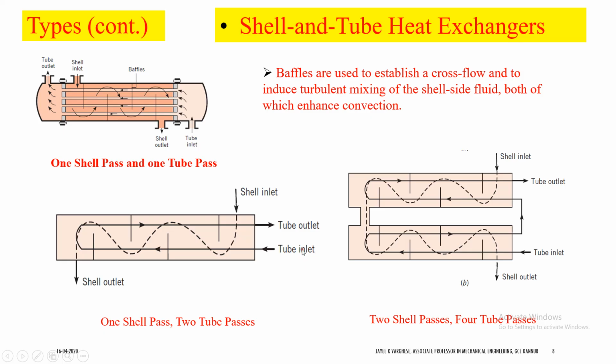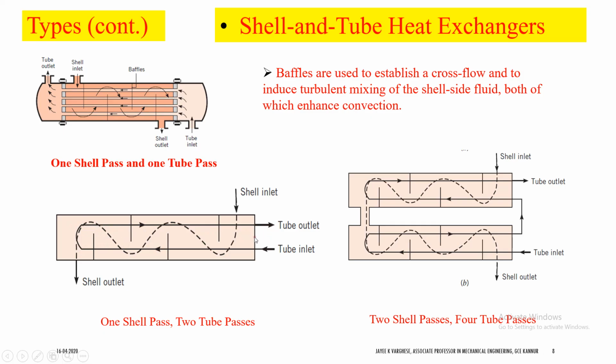Whereas the tube fluid, which enters at the right end, flows through the tube, then at the left end it is taken back and flows through the tube again. So here, for half the number of tubes the flow will be from right to left, and for the other half the flow will be from left to right.